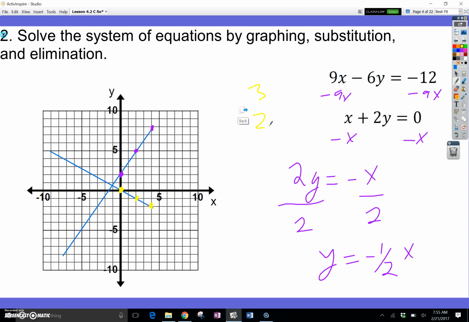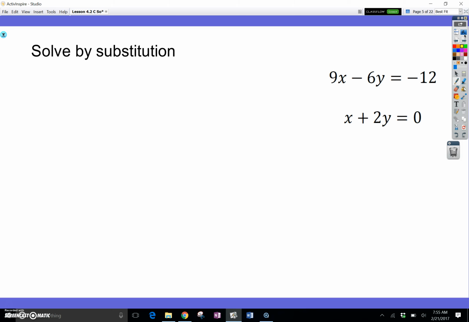9 would be 3 over 2. 1, 2, 3 over 2, down 1, 2, 3 over 2. Okay, it looks like I graphed everything correctly, and I can't really tell exactly what that number is. So this is why we use substitution and elimination and whatnot. So let's go ahead now and solve for this.